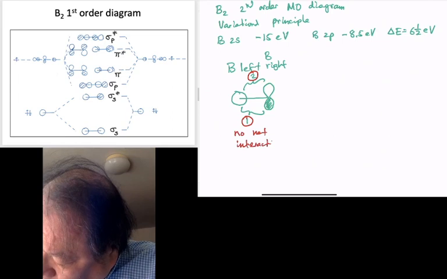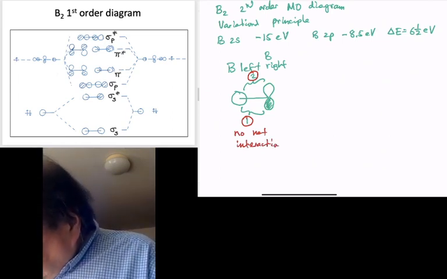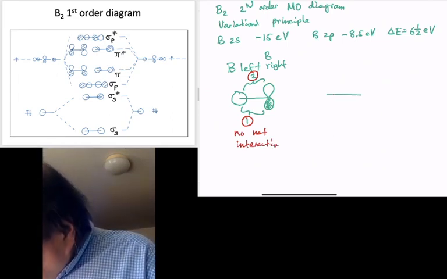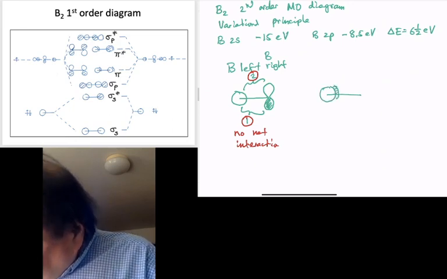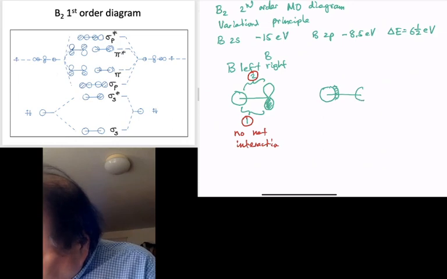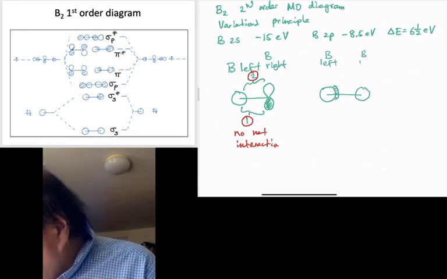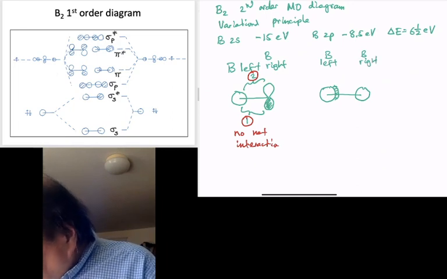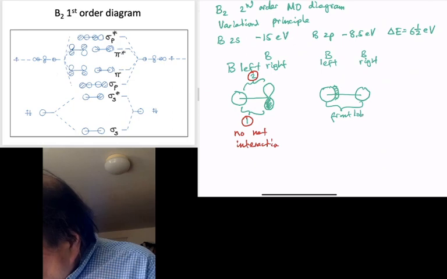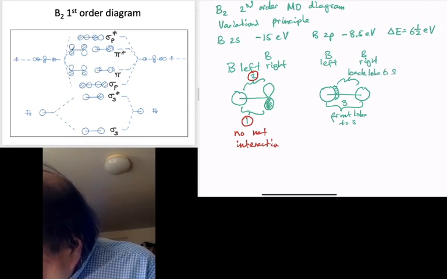Let's try another one. I will put a p orbital on this side, and I'll put the s orbital on this side. So there's the boron on the left, and here's the boron on the right. I'll call the front lobe of the 2s the number 3. The back lobe of the 2s, I'll call 4.